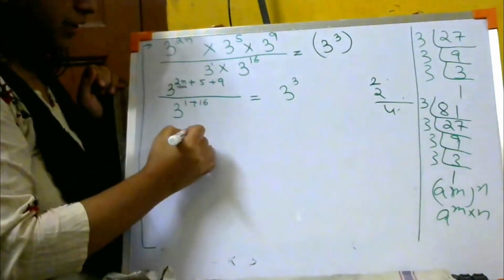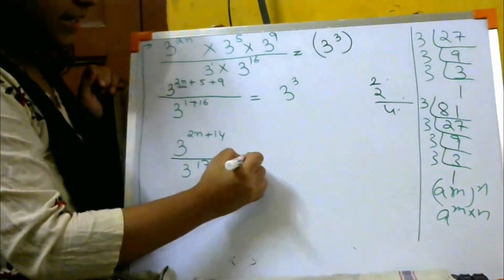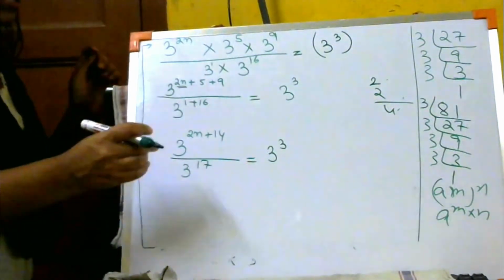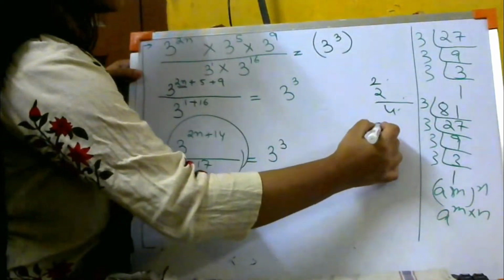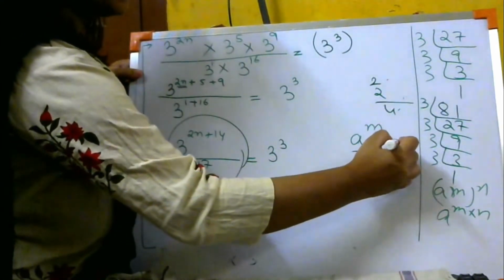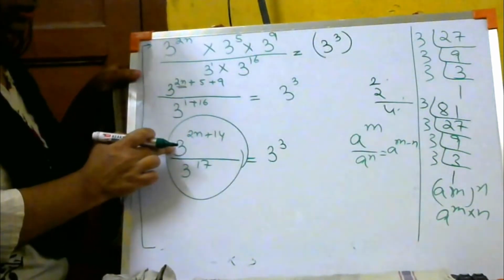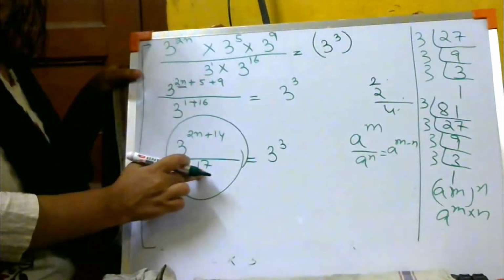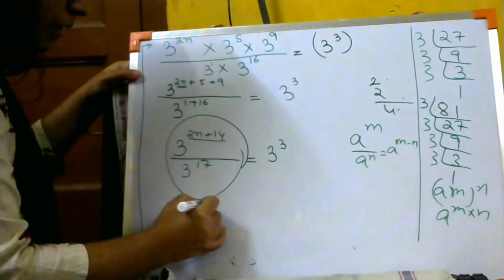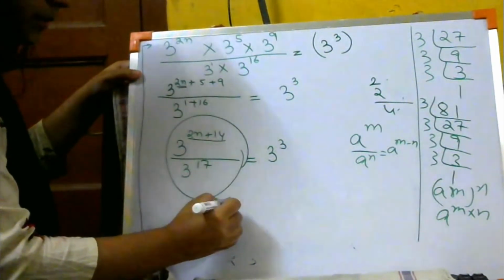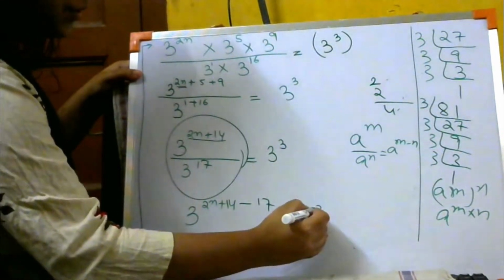So I can write 3 to the power 2n plus 14 divided by 3 to the power 17 equals to 3 to the power 3. Now look into this part. Clear? Do you remember this formula? A to the power m divided by a to the power n equals to a to the power m minus n. देखो, a to the power m, a to the power n gives a to the power m minus n. समझ में आया? यहाँ पे m है इतना बड़ा जो पावर है. ठीक है? So we can write 3 to the power 2n plus 14, मतलब m minus n 17 equals to 3 to the power 3.